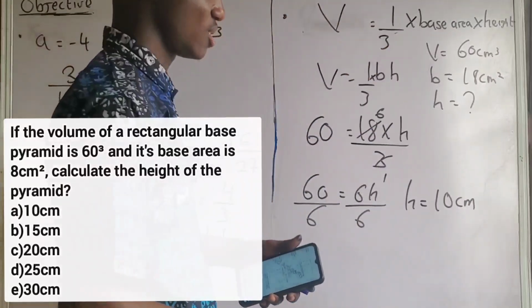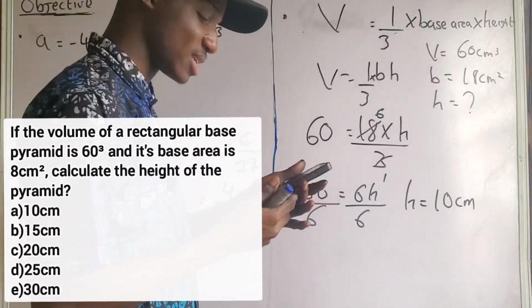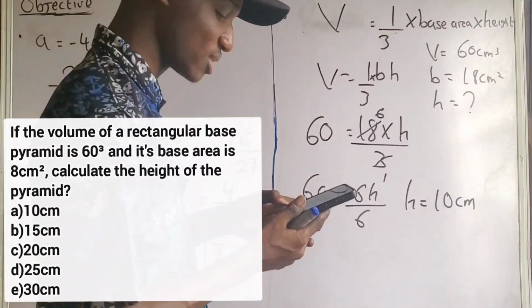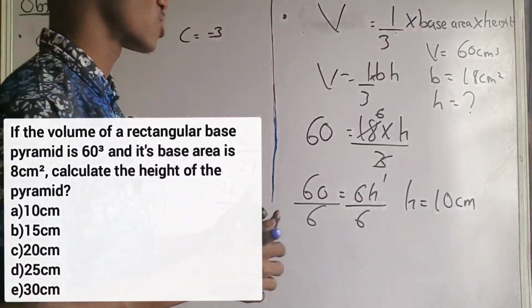Do you understand? So, the correct option to that question is option A. Option A is 10 centimeter, option B is 15 centimeter, option C 20 centimeter, option D 25, option E 30 centimeter. The correct option is option A.